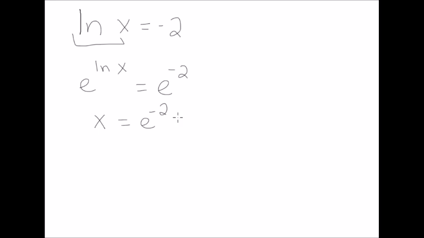Our approach to solving equations involving logarithms is very similar. So if we have that the natural log of x is equal to negative 2, we can get rid of this natural log in front of the x by exponentiating both sides. We get e to the natural log of x is equal to e to the negative 2. The e and the natural log cancel one another out. x is equal to e to the negative 2, or we could also write that as 1 over e squared.